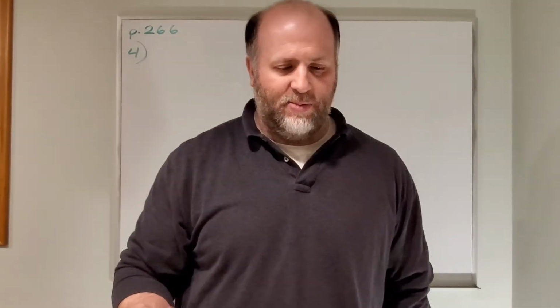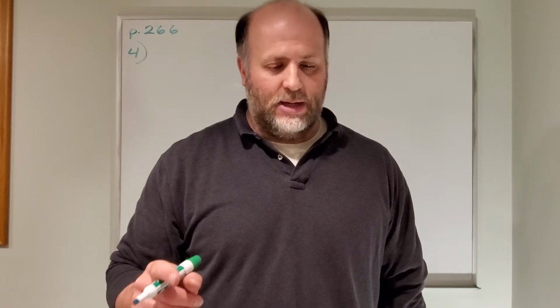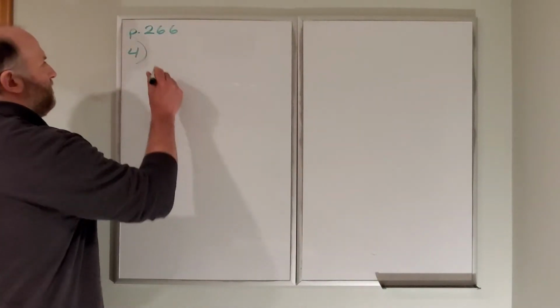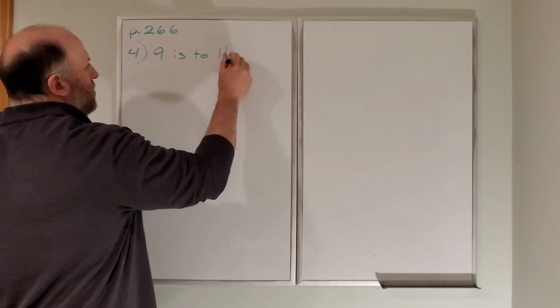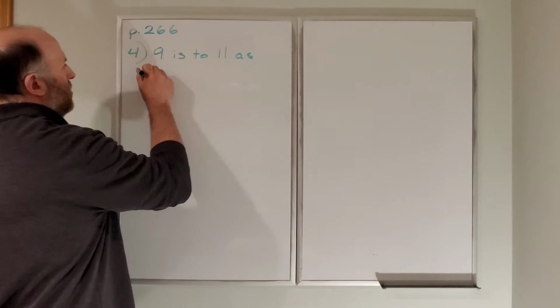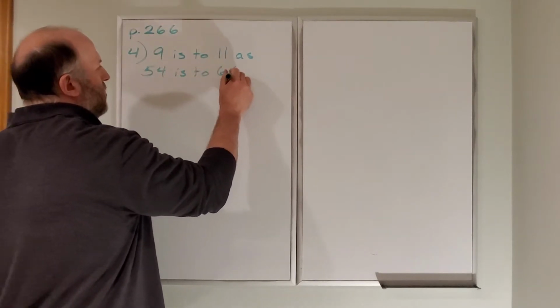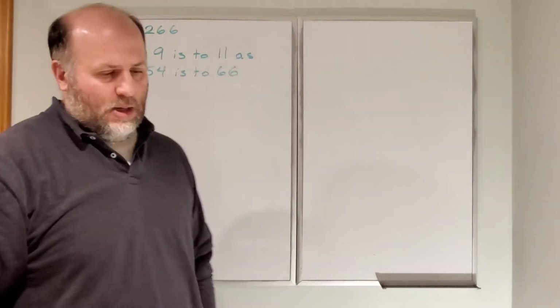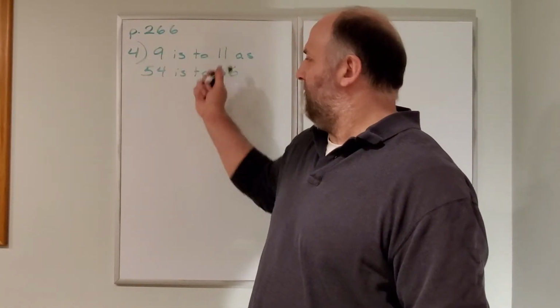Problem 4. This is where they give you the verbal statement of the proportion. They say 9 is to 11 as 54 is to 66. You can say this is valid. I mean, if you multiply 9 by 6, you get 54. Multiply 11 by 6, you get 66.